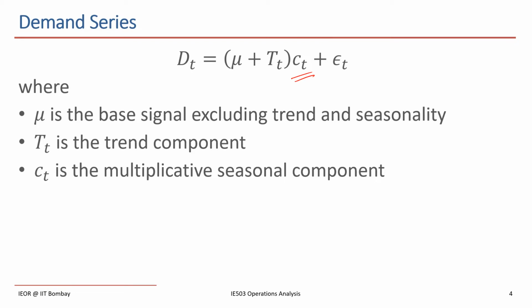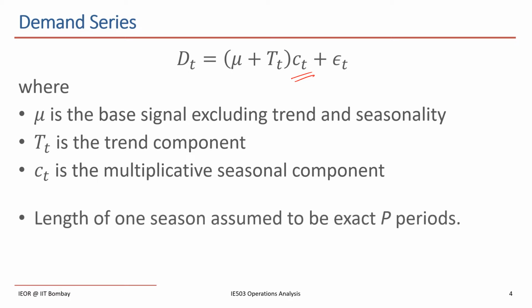Of course, we don't know the value of mu or T or C. What we are going to do is estimate mu using the levels, the trend using T, and we're also going to estimate this seasonal component. For this, we're going to make one more assumption: that the length of any one season is exactly p periods. That means all the seasons are of the exact same size.